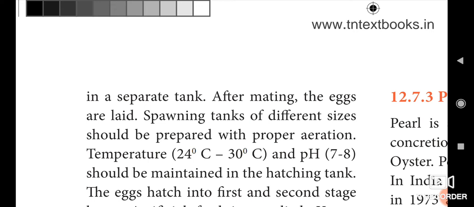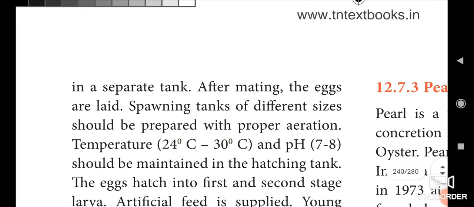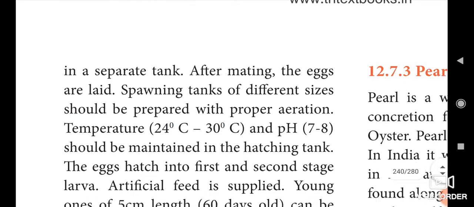After mating, what is meant by mating? It is also known as coupling. Coupling means the male prawn comes closer to the female prawn. Okay, here the eggs are laid.